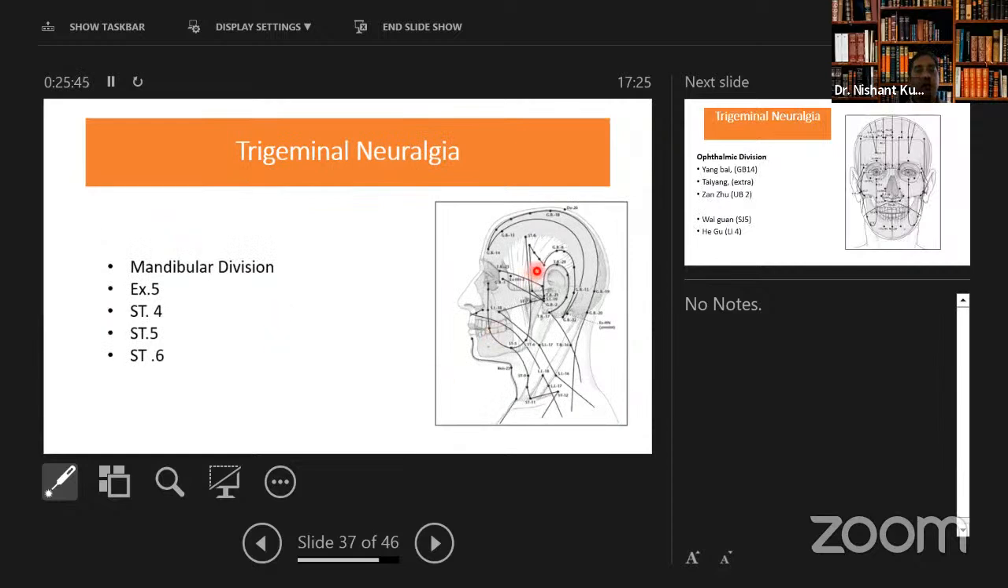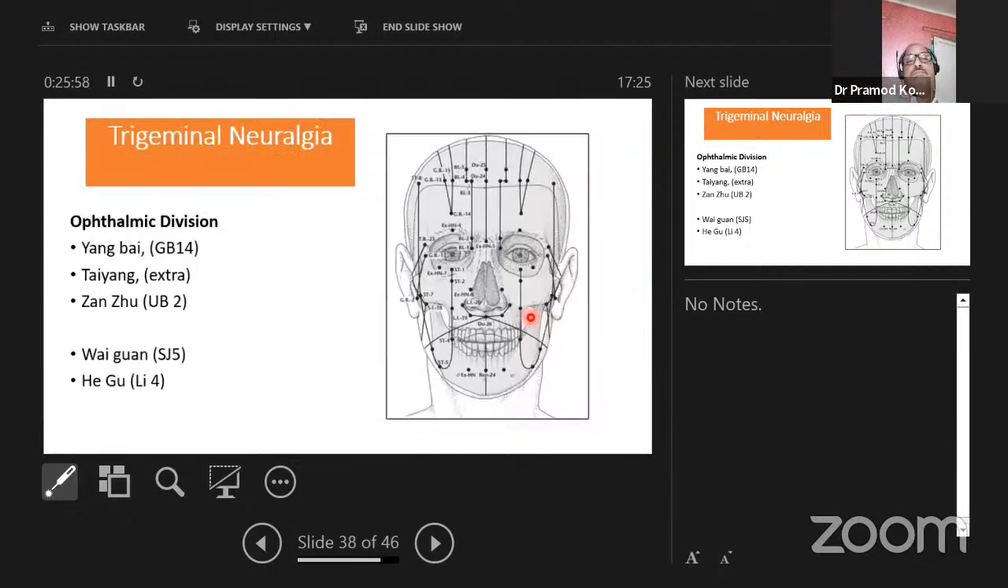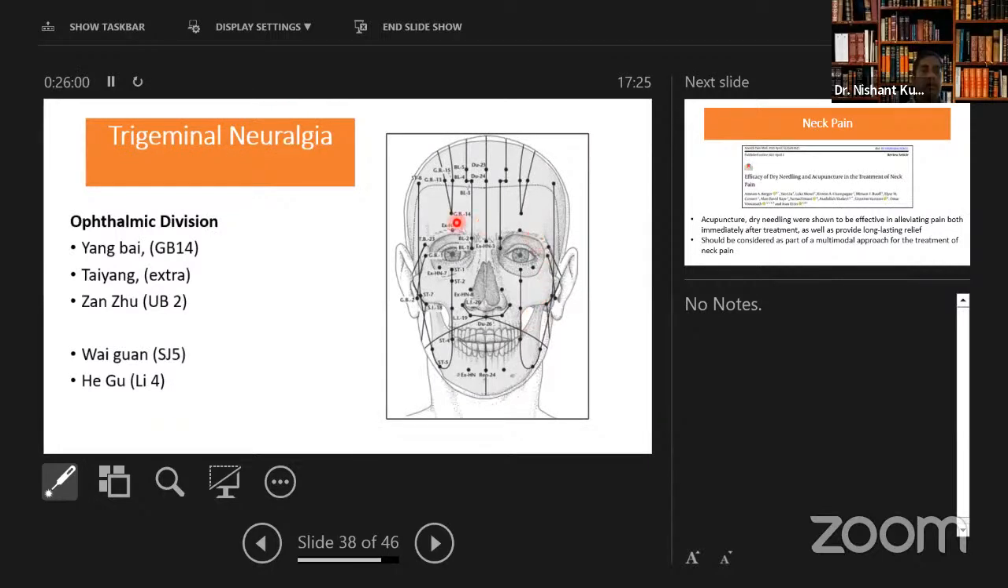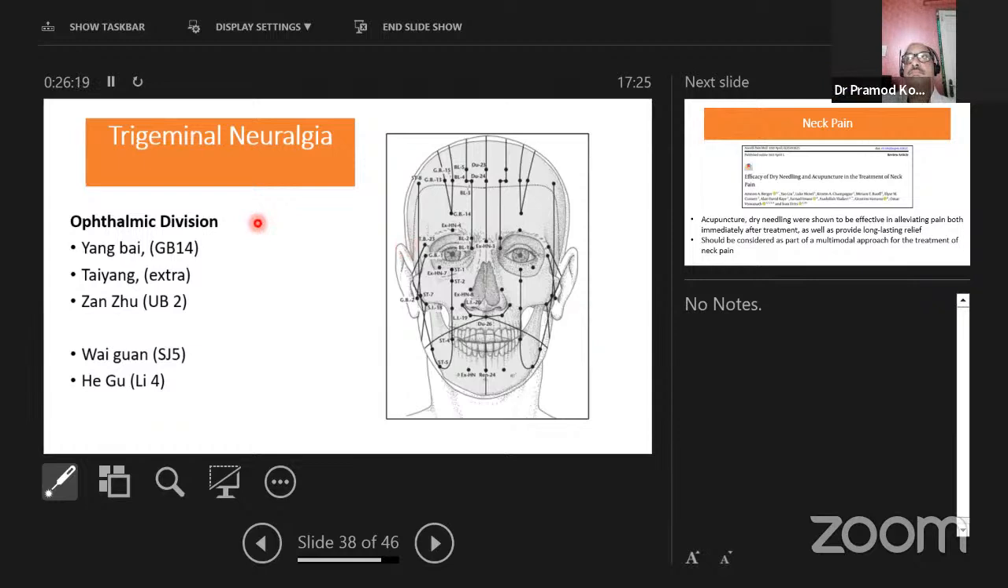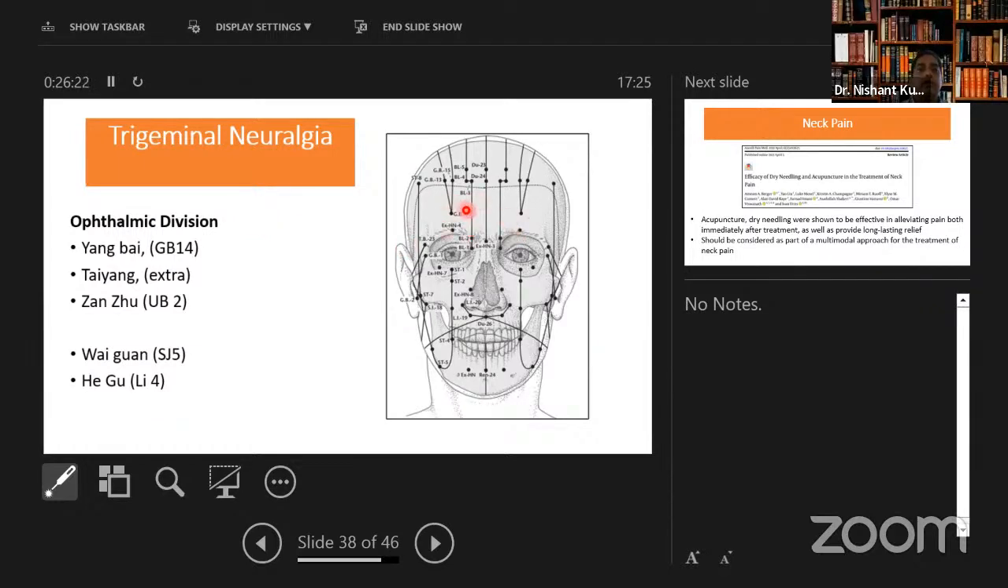Similarly, mandibular division, here we will have, अब क्या नीचे आ गए, तो stomach 5 आ गया, stomach 6 आ गया, stomach 4 आ गया, extra meridian 5 आ गया. ठीक है? Local points. Ophthalmic division, GB34, GB2, and the distal points are LI4 and other points. You have to remember the points. है ना? बिना remember किए, there is no use of what we are doing. You know? ठीक है? Shall we move ahead? This is GB4. This is GB14. ठीक है?